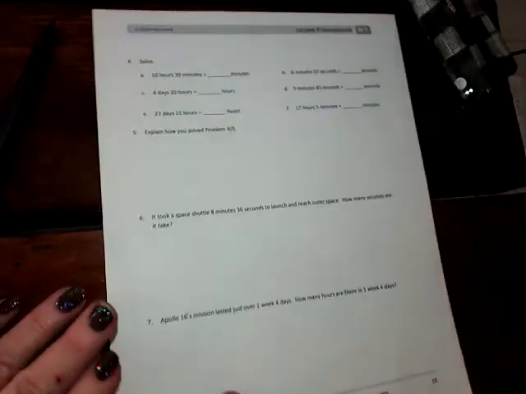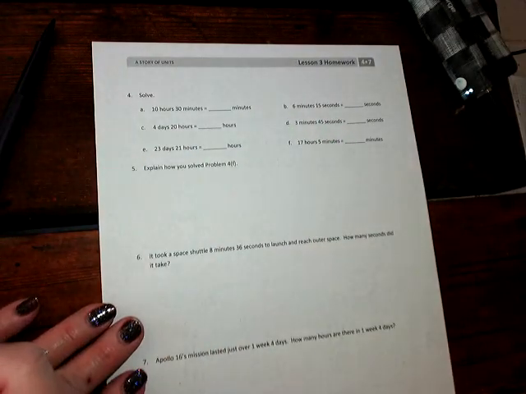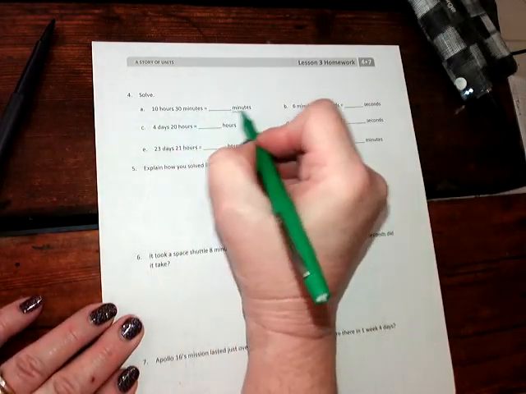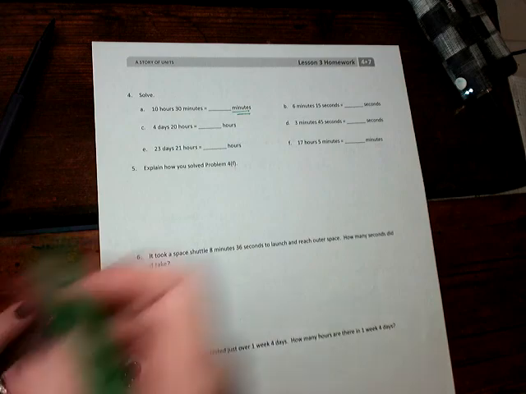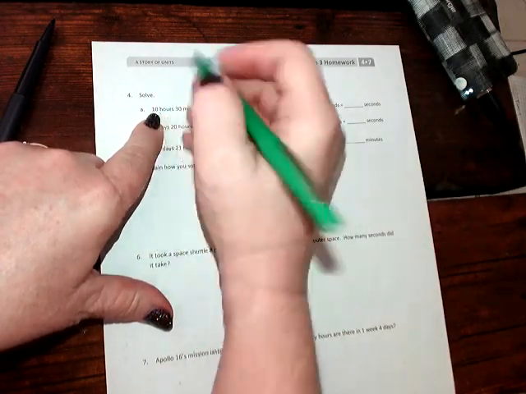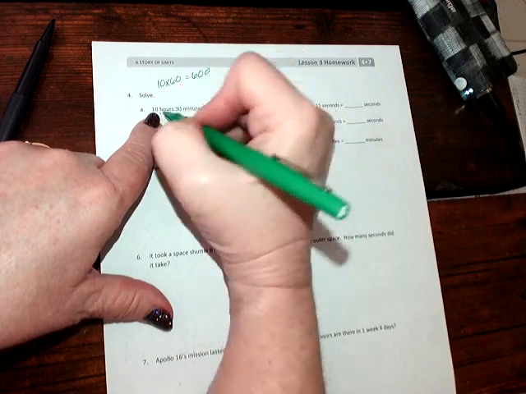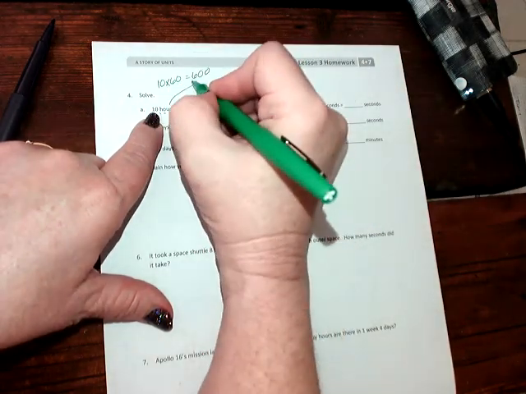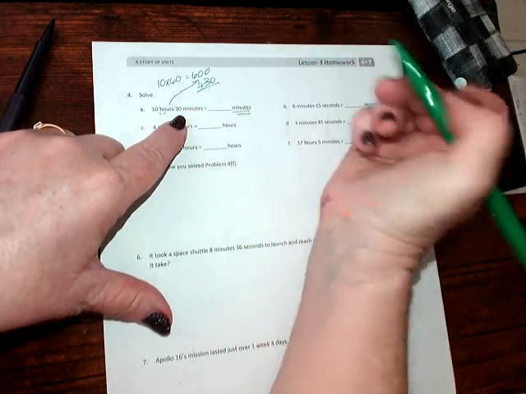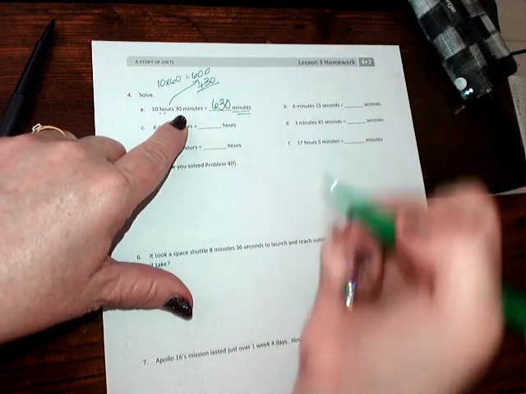So now as I look at the next page, I'm going to look at the top, and I'm going to again be a math detective. I've got 10 hours and 30 minutes, and they want me to convert the whole thing into minutes. So I know that there are 60 minutes in each hour, and I've got 10 of those. So I've got 10 times 60 is going to be 600 minutes for this 10 hours. So that's 600 minutes. Plus another 30 minutes is going to give me 630 minutes.